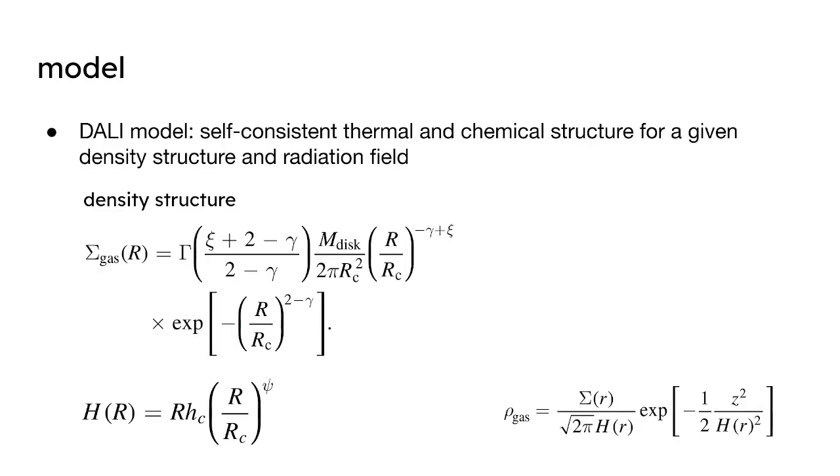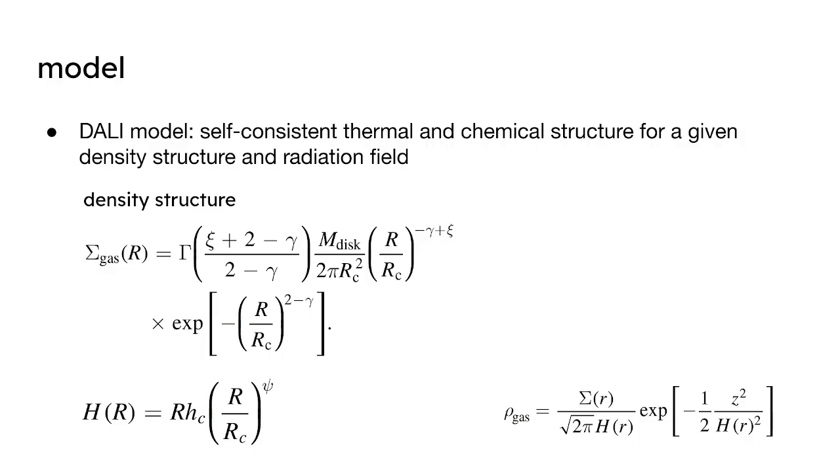So how do they do that? Well, first, what is their model? They use the so-called DALI model. This is an abbreviation. I don't remember what it means. Something dust and lines, I think. Never mind, it doesn't matter. It calculates self-consistently the thermal and chemical structure for a given density structure and radiation field. So what does it mean? You give as an input how mass is distributed in space.